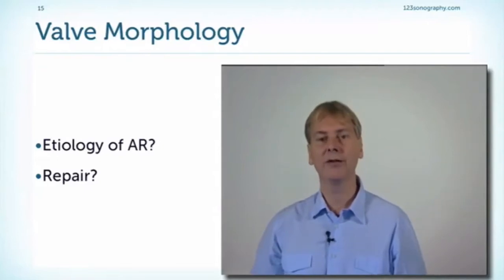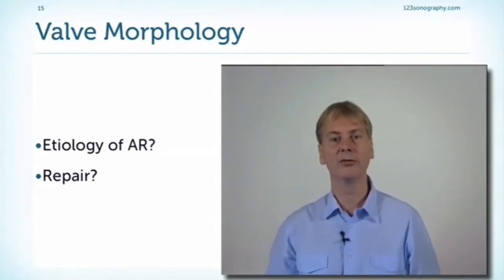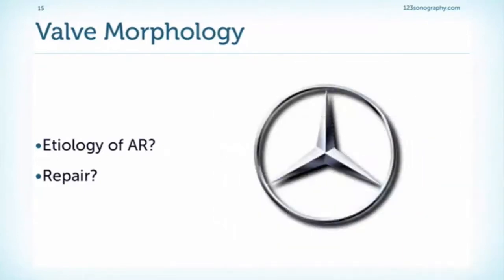If you perform echocardiography in patients with aortic regurgitation, it's also important to look at the aortic valve. This can help you to determine what the etiology of aortic regurgitation is and can help you to decide if the valve can actually be repaired. Let's take a look at the morphology of an aortic valve in a typical patient with aortic regurgitation.